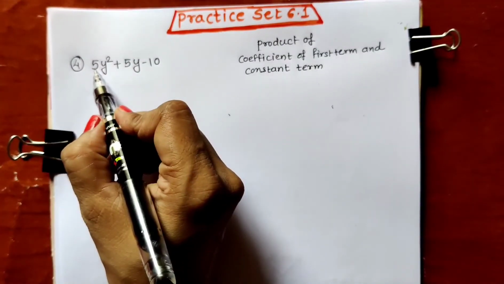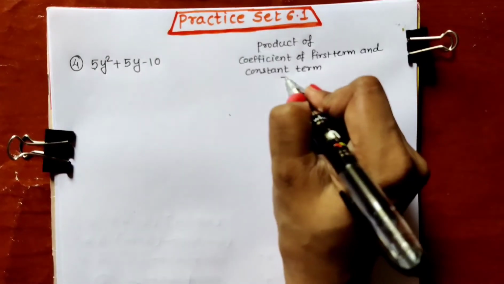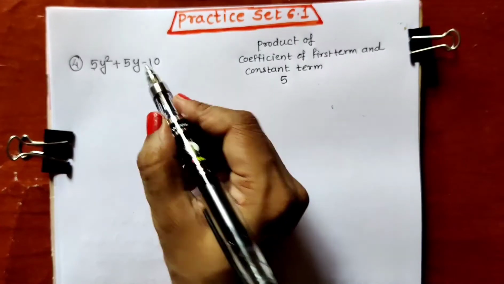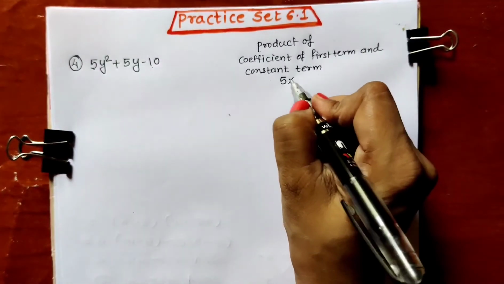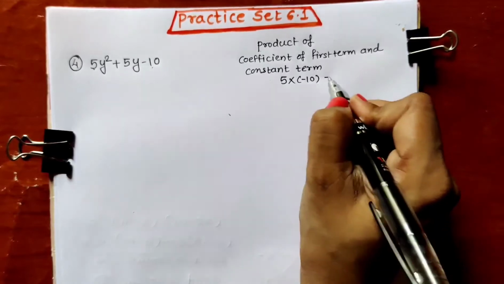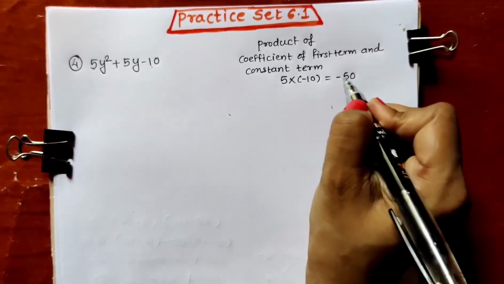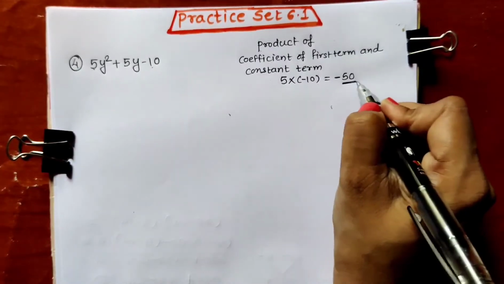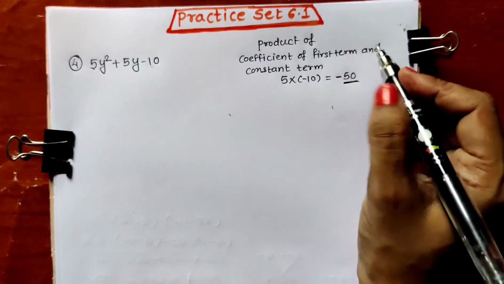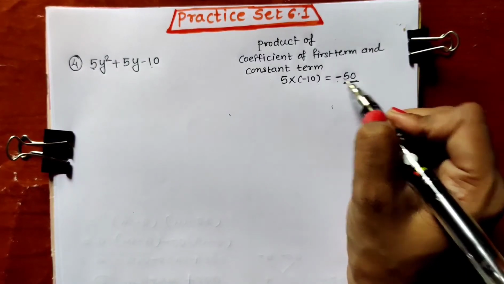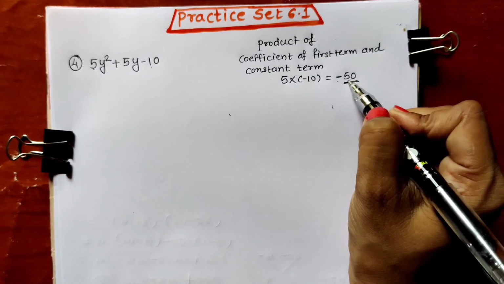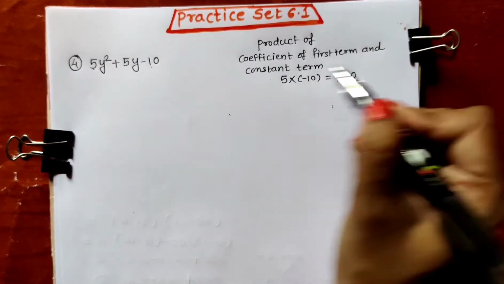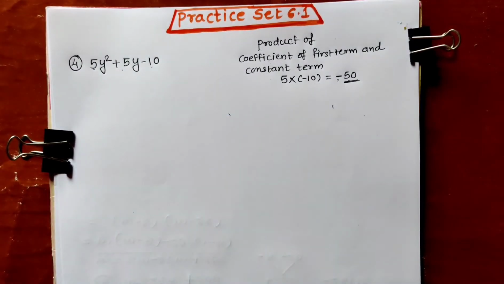So we will be finding out the factors of product of coefficient of first term and constant term. What is the coefficient of first term? It is 5 and constant term is minus 10. So product of 5 and minus 10 is equal to minus 50. Okay. So we will be finding out the factors of minus 50. So as minus sign is there, we will be finding out two factors of 50 whose subtraction should be the coefficient of middle term.